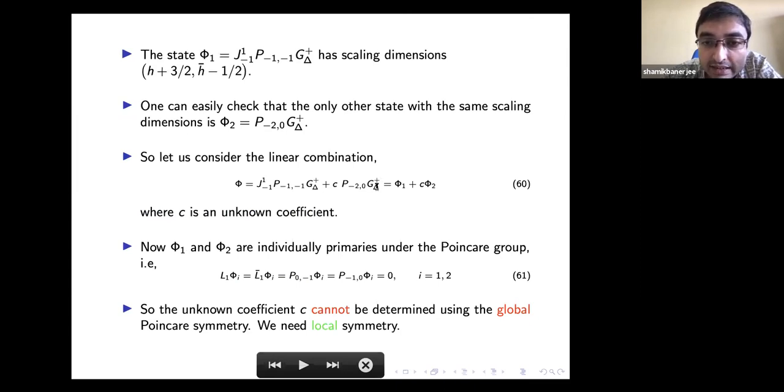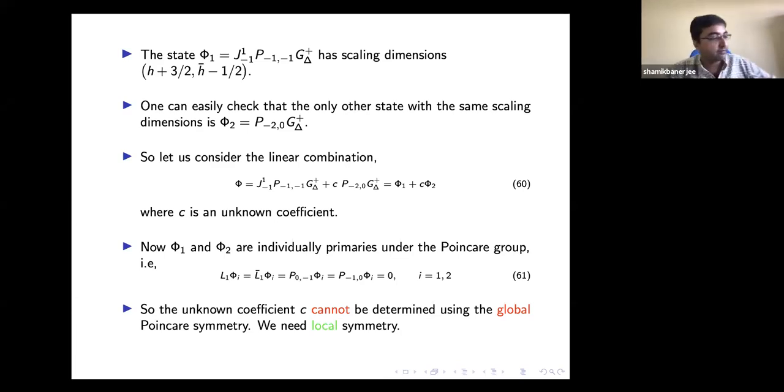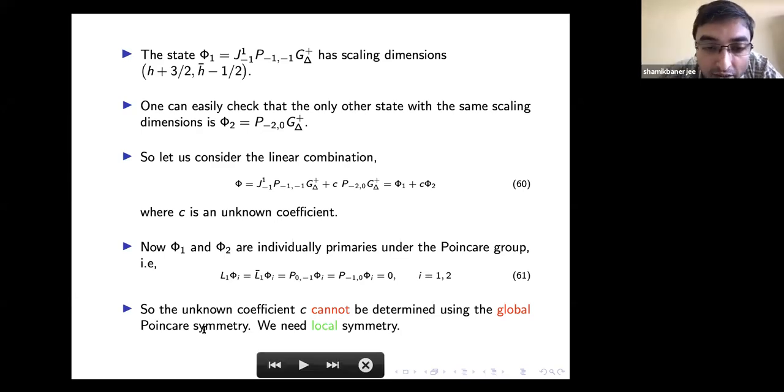Okay, so now one can easily show that phi1 and phi2 are individually primaries under the Poincare group. That means L1 phi I, L1 bar phi I, and P0 minus 1 P minus 0 acting on phi I are 0 for I equal to 1 and 2. The good thing about this is that you can see that this coefficient c can't be determined using the global Poincare symmetry, and what we need to get this c is the local symmetries. So we just use them.